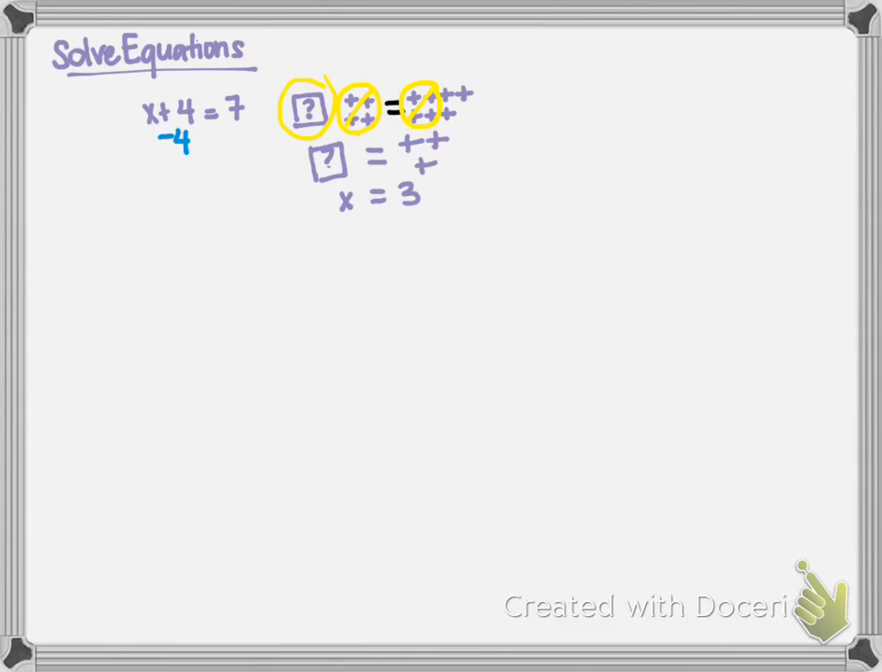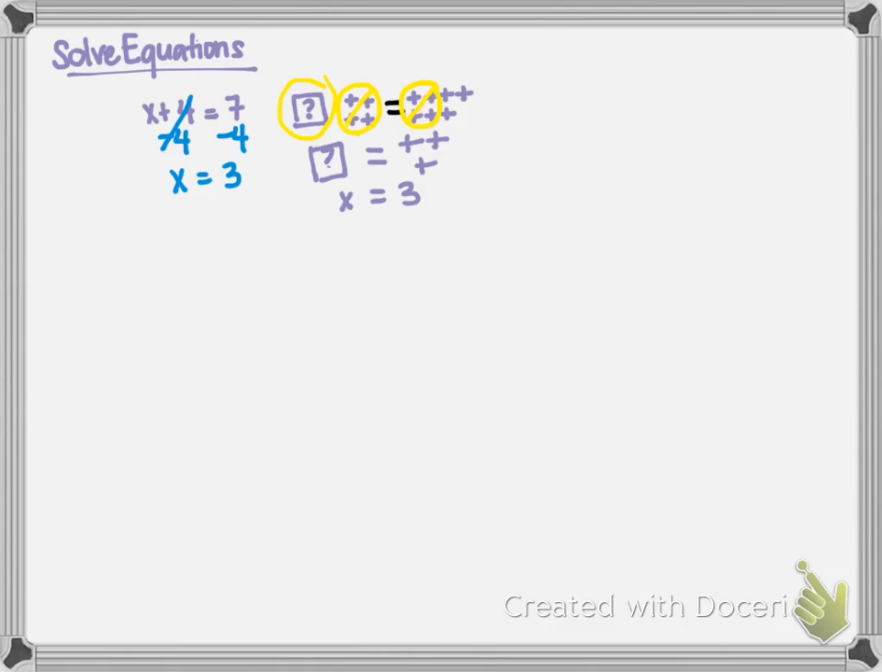So in math, whatever you do to one side, you have to do to the other. So we subtract 4 from the other side. Okay, so the positive 4 and the minus 4, they subtract: 4 minus 4 is 0, leaving just an X on the left side and 3 on the right side. So this is our solution.